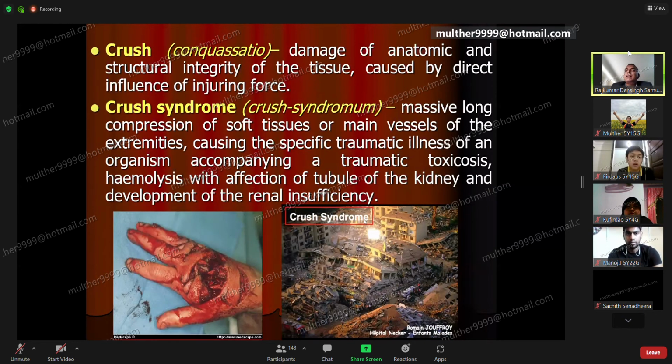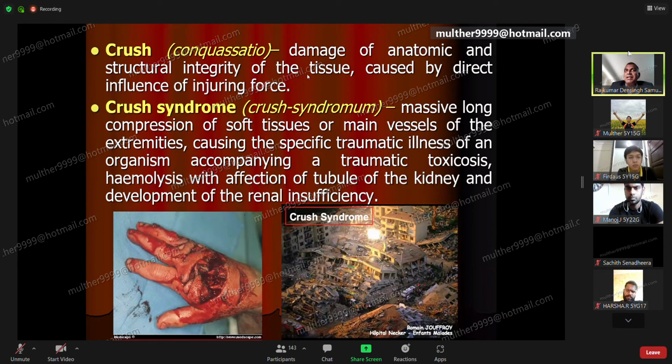Next thing is called crush. Let's jump to crush. So a bruise is very mild, but what is crush? Crush is a very serious condition. What happens in crush? There is damage of the anatomical and structural integrity of a tissue caused by direct influence. So for example, if your hand was there and a truck went over your hand, what happened? Of course, your hand will be smashed.